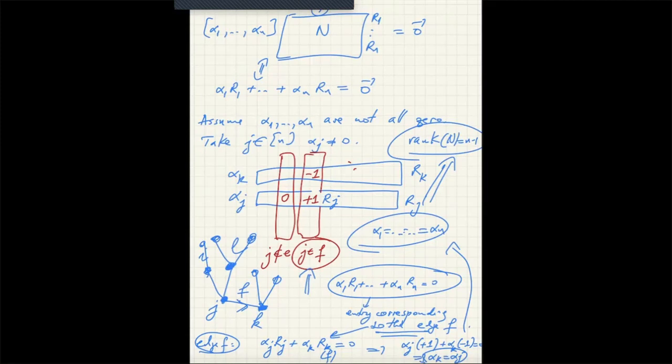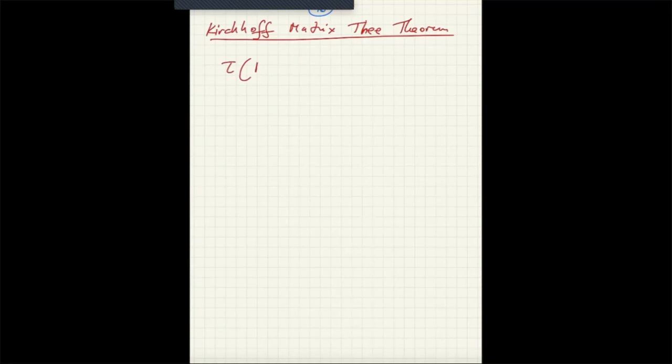And I think I'm out of time for now. So next time we will prove the remaining parts of this proposition, and we'll go towards the Kirchhoff matrix tree theorem. Let me just state before I go, it will give us a formula for tau of gamma, the number of spanning trees.